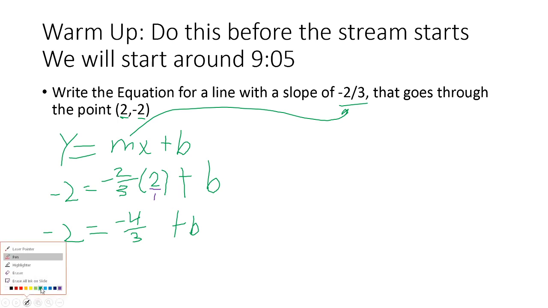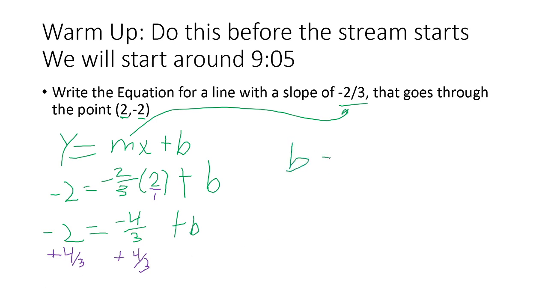We add 4 over 3 to both sides. When we do that, we're left with b on the right, or left, whatever. B equals negative 2 plus 4/3, which is negative 2/3. I hope I did that right. I'm going to plug it into my calculator just to make sure. Yeah, negative 2/3. So now we got our b, we got our m.